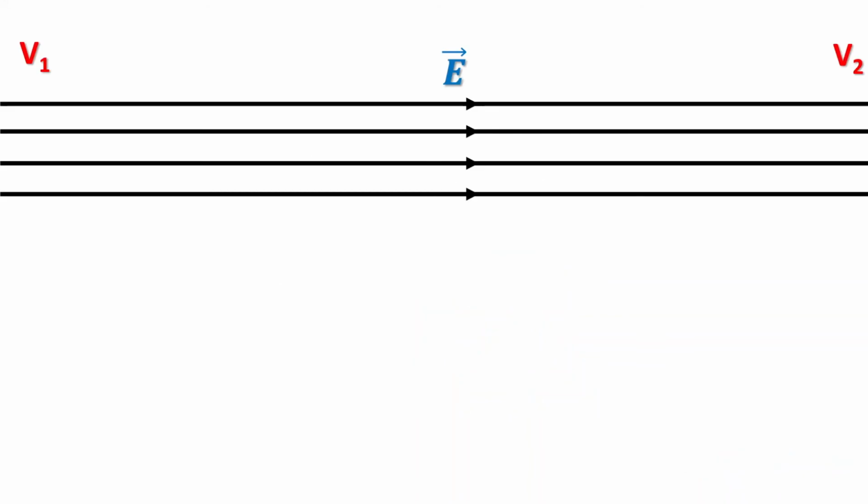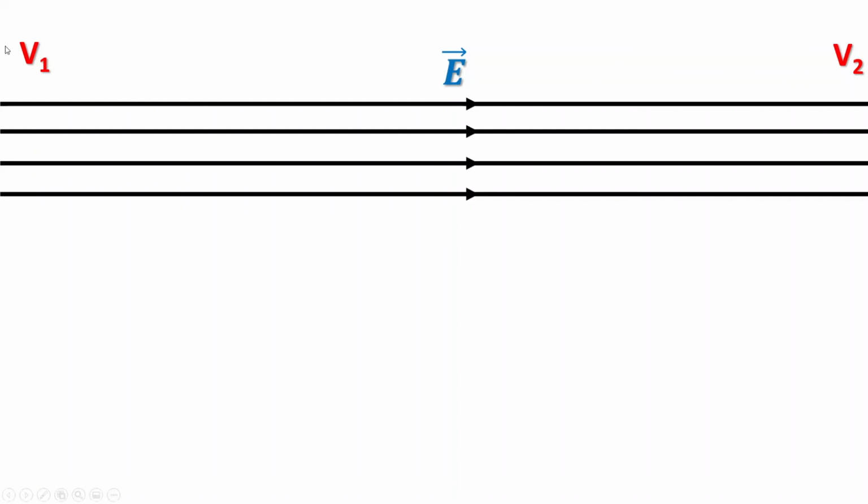Now, if you have a constant uniform electric field in a part of space, when I say uniform electric field, it means the direction is constant, the magnitude of the electric field is constant in that part of space, and the lines are parallel. The electric field lines are parallel, and the density of the electric field lines is the same everywhere.